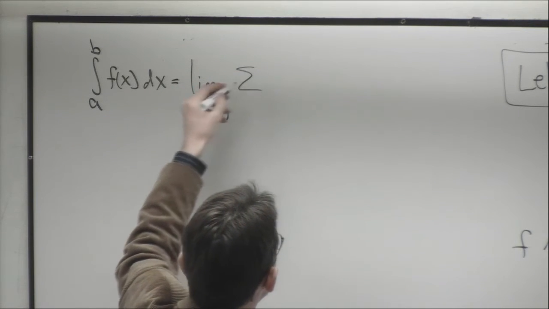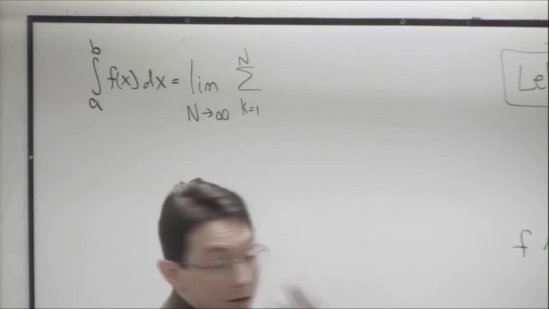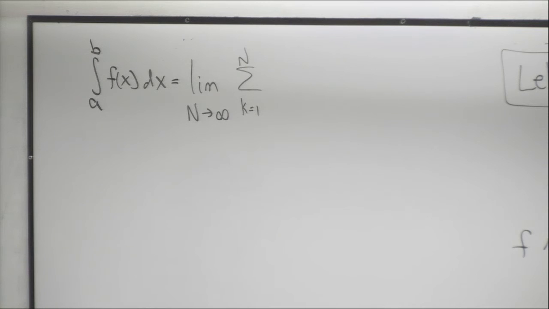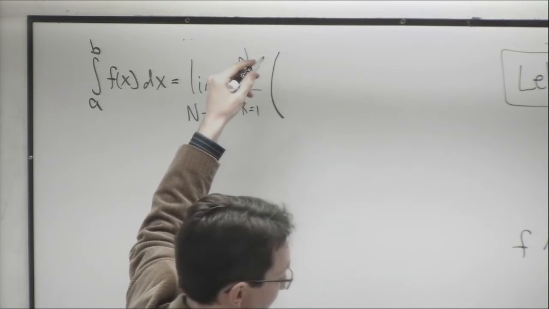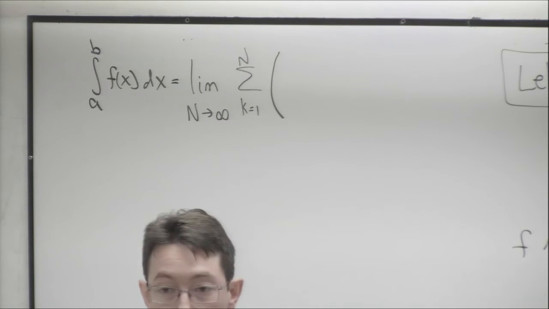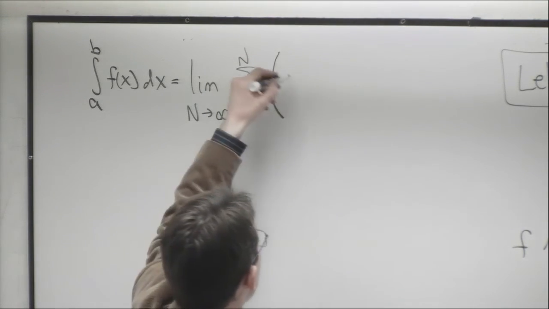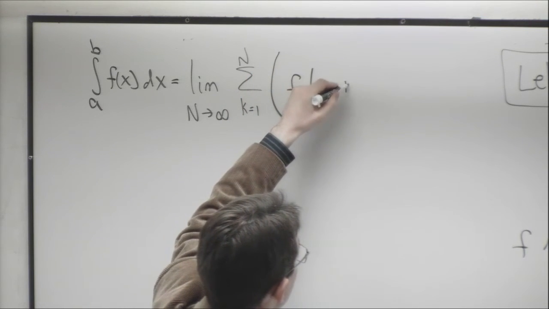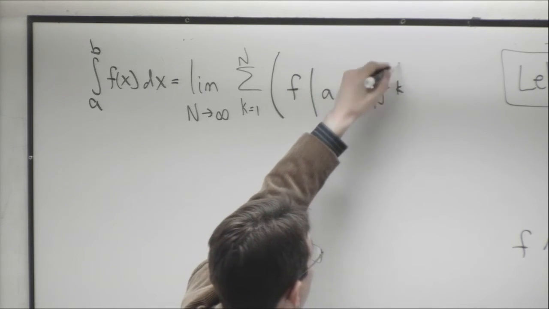And this is the sum of all of my rectangle areas. So for k equals 1 to n, I'm going to add up all of my rectangles. And the rectangle height is just f at that value x. So f of a plus (b minus a) divided by n times k.